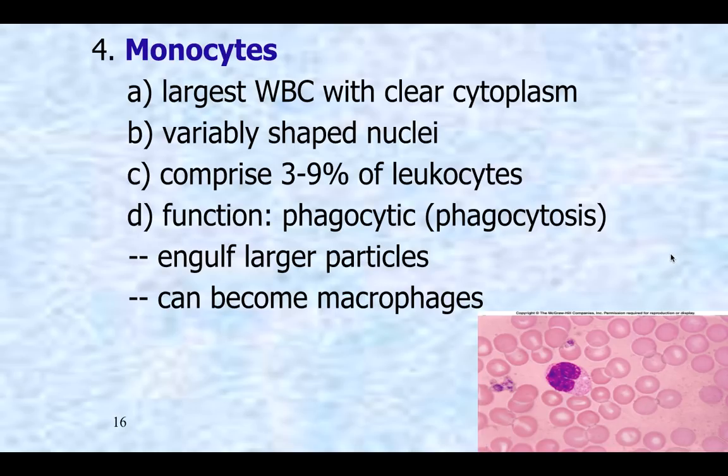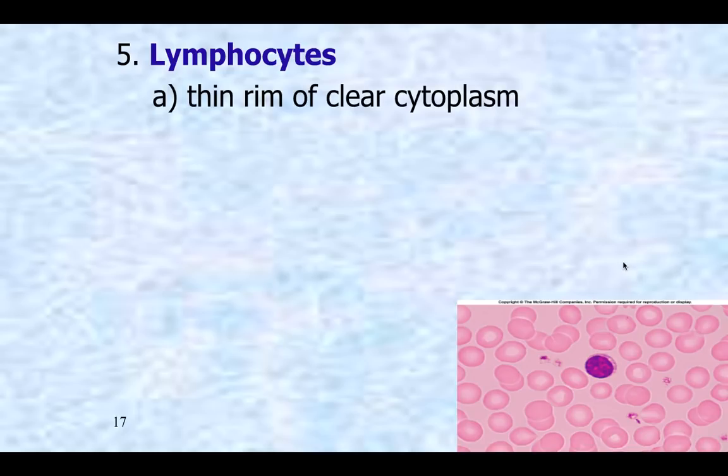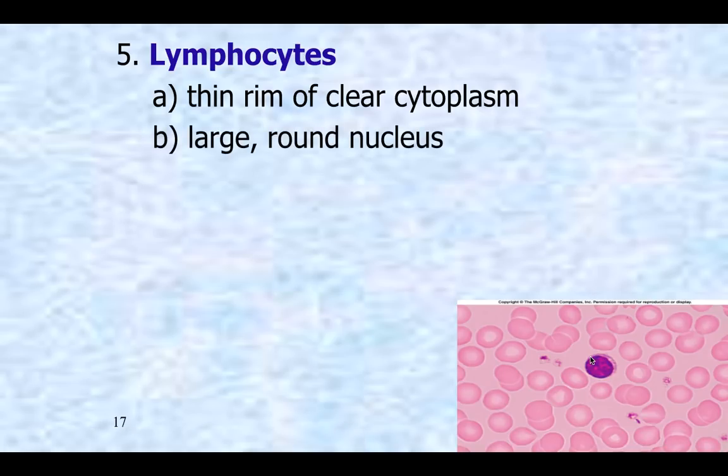Our last type is called a lymphocyte, and our lymphocytes have a thin rim of clear cytoplasm. So if we look at our nucleus, we don't see much cytoplasm compared to our last picture. There isn't much cytoplasm here, but we do see a clear cytoplasm, like a halo hanging out here. Our nucleus is huge, and it is round, so we don't see any weird shapes compared to our last one.